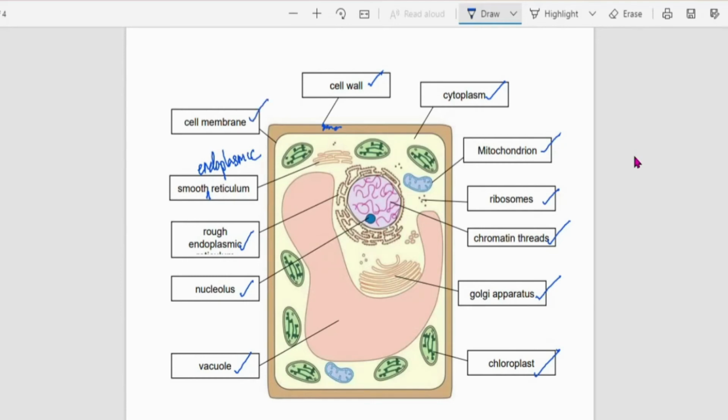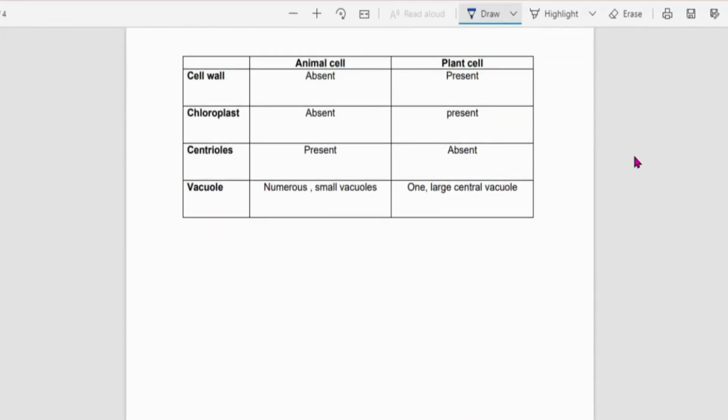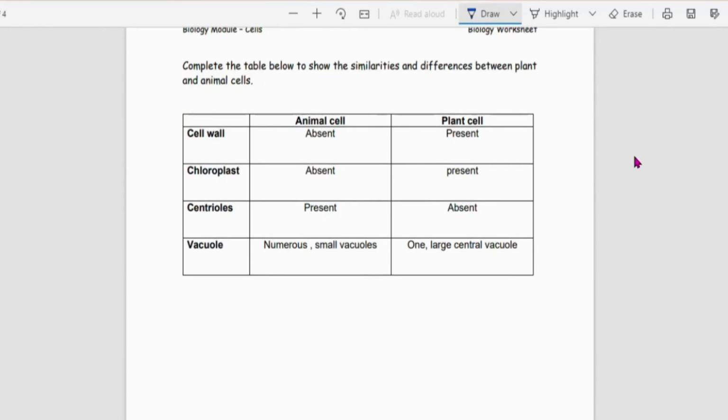So quite simple here. I think by now you are quite familiar with it already. Now let's go on to the last part. Really it is to compare the differences between the plant and animal cell. So what's the difference? For animal cell, there's no cell wall, but there is in the plant cell. It is present in the plant cell.